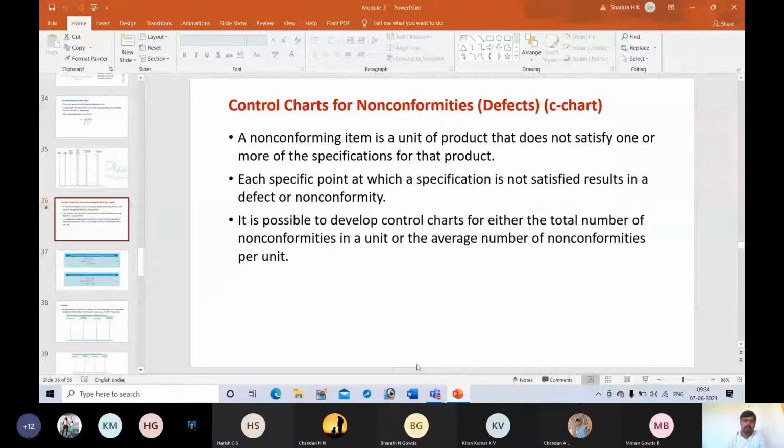Okay, in today's class we are going to discuss control charts for non-conformities. So that is the C chart. In today's class I am going to finish module 3 of this course.